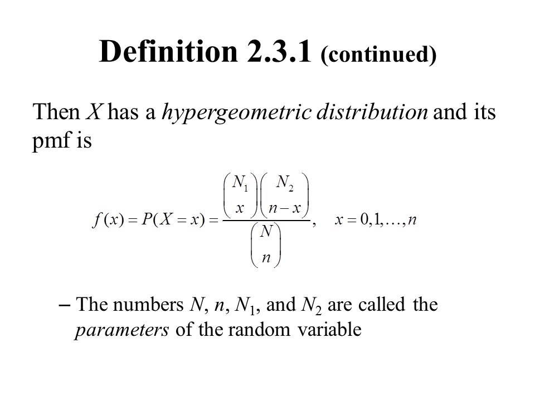Now, these numbers, capital N, little n, N1 and N2 are called the parameters of the random variable. That's a term that we're going to be using frequently throughout the rest of the semester. A parameter is simply a constant that's used within the distribution or the probability mass function.